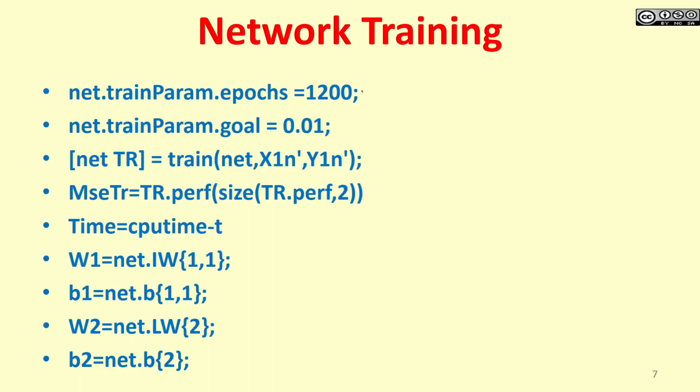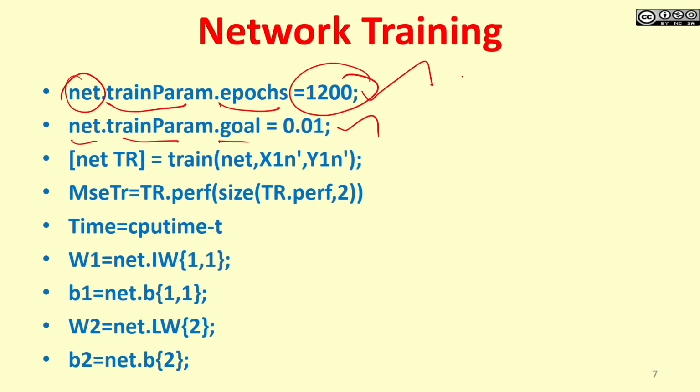Next, training. In order to initiate the training process, we need to set certain parameters like epochs, goal, and we need to set the calculation of the training error. In this particular code, the epoch has been set to 1200. So, net is the initial net variable, with the training parameter epochs. Likewise, the net training parameter goal is 0.0. So, what does this epoch represent? This is the number of iterations we need to do.